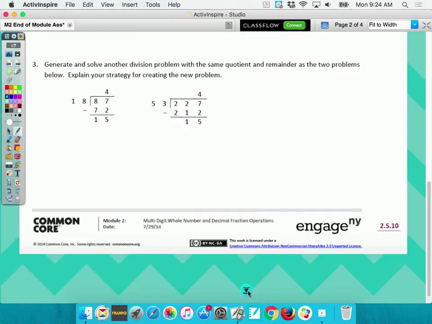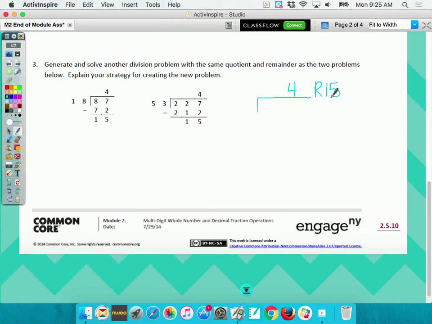Generate and solve another division problem with the same quotient and the same remainder as the two problems below. What's my quotient? What's my remainder? Write that down. That's all we know. Write that down.